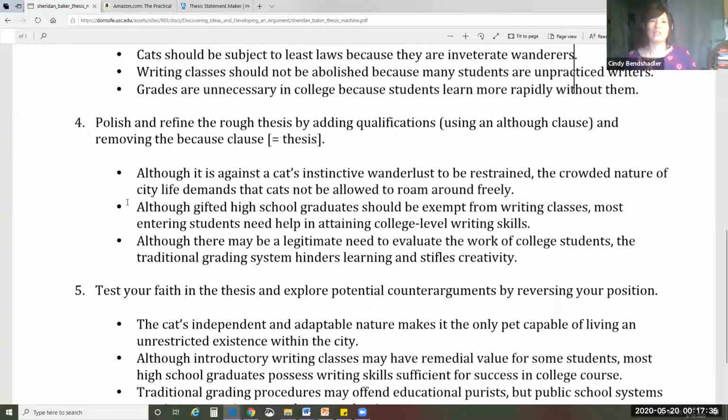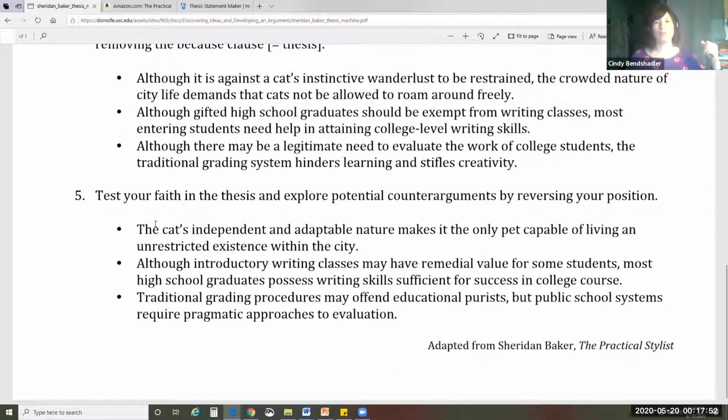Okay, so you start off with a claim that you're making about the topic. You add in the because, right? Then you think about an although clause, right? An although. And then you want to test your faith in your thesis and explore the ways that other people might think about it.